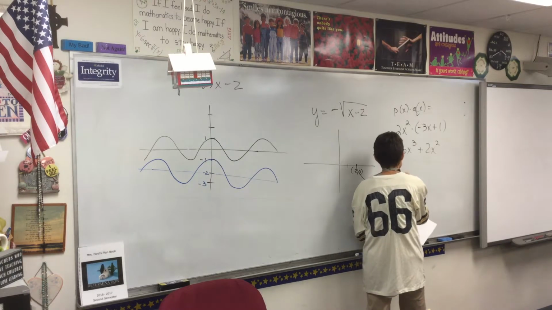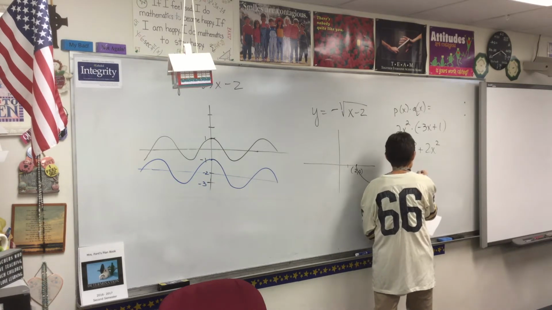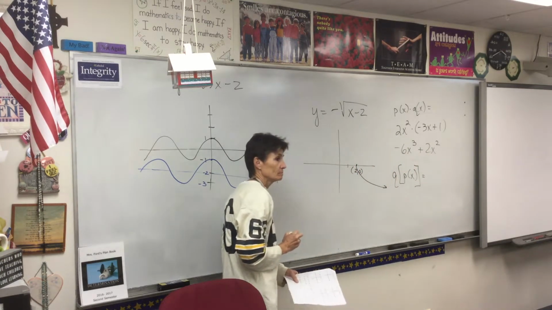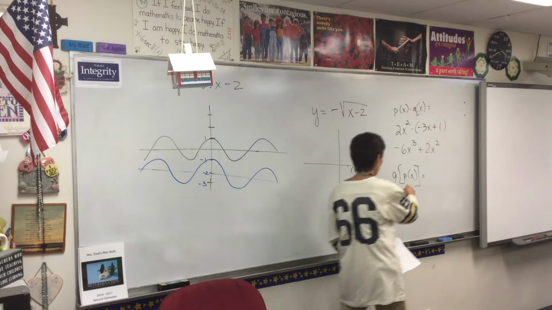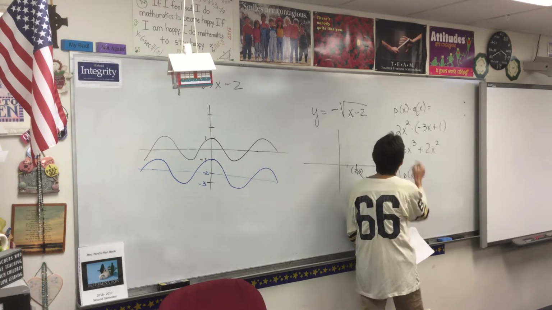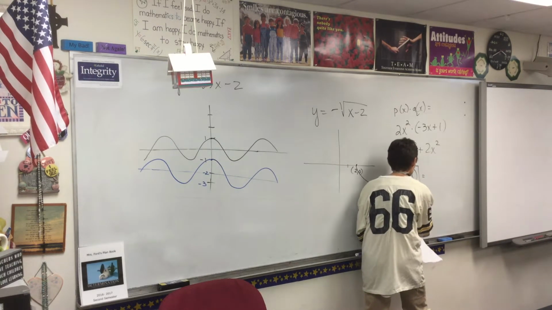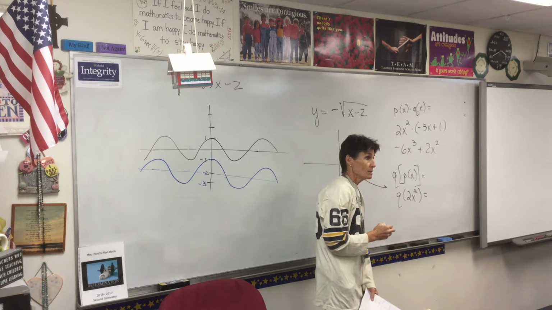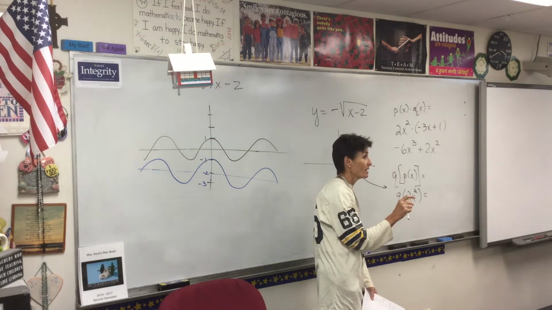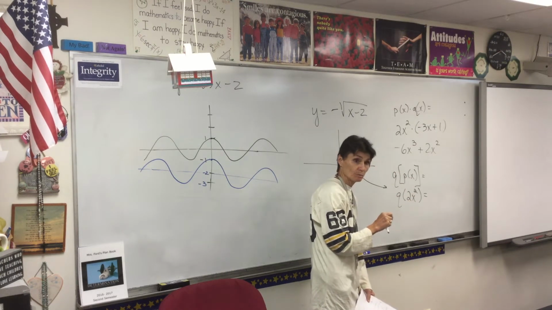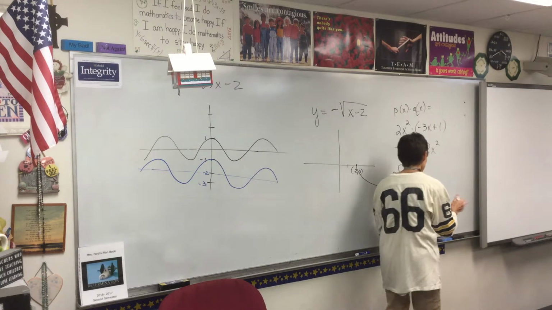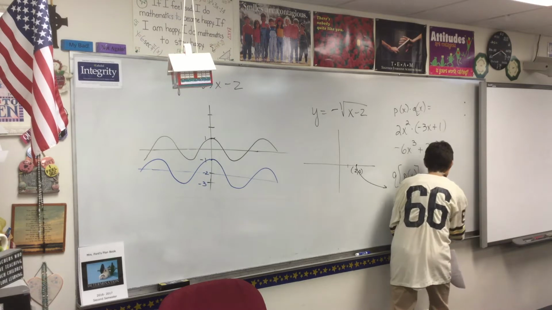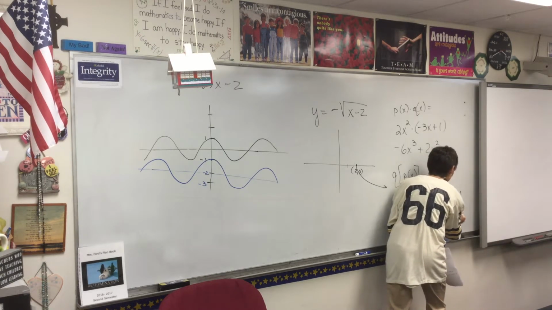What does this mean? Q of P of X. So we take P of x, whatever P of x is, which is 2x squared, and we plug it into Q. So we take the P function and plug it into Q. So Q says negative 3 times x plus 1. So negative 6x squared plus 1.